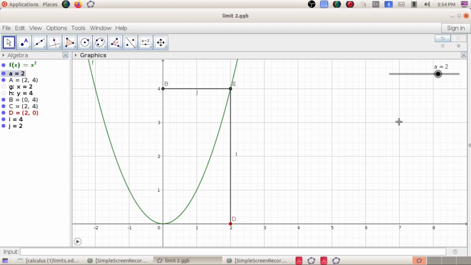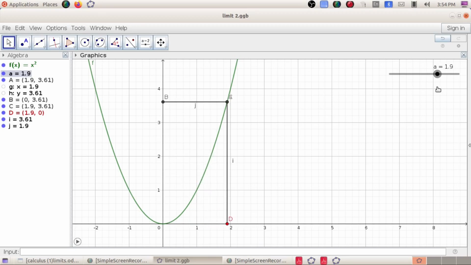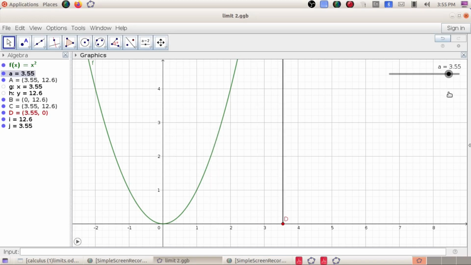Now we can take another point, that is 1. Here we can see that x is tending to 1 from left to right. f of x is also tending to 1. Now if x is tending to 1 from right to left, here again f of x is tending to 1. Therefore, in this case we can say that limit x square, x tends to 1, is equal to 1. Similarly, we can find limit of this function at different points.